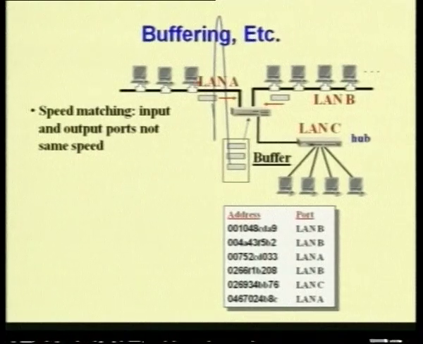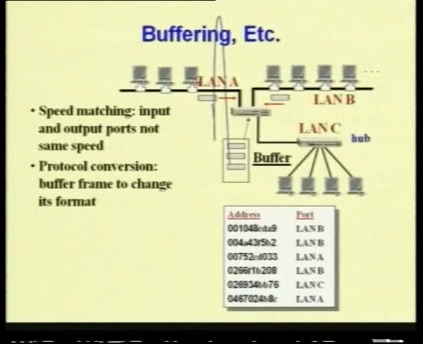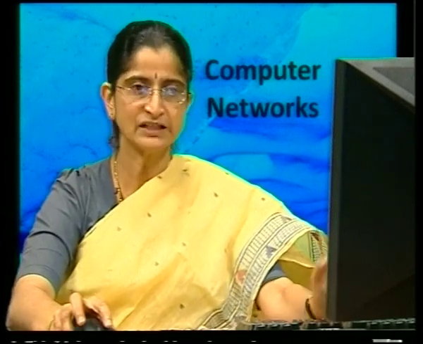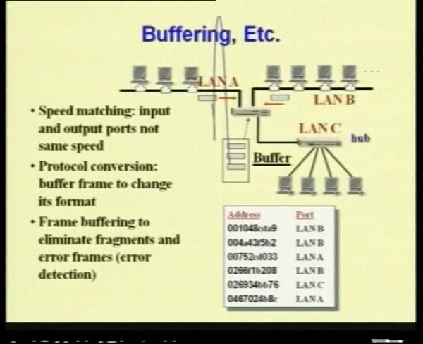Another reason buffering would be required is speed matching, that is, input and output ports may not be of the same speed. I could have a 10 megabit per second input port and a 100 megabit per second output port, in which case, to do the speed matching, you will have to do some buffering. Similarly, for protocol conversion, you need to buffer the frame because you need to change the format. If I receive an 802.3 frame and I want to change it to an 802.5 frame, I need to buffer it and then change the format. And frame buffering could also be done to eliminate fragments and error frames. So this is another reason why we would be doing some frame buffering.